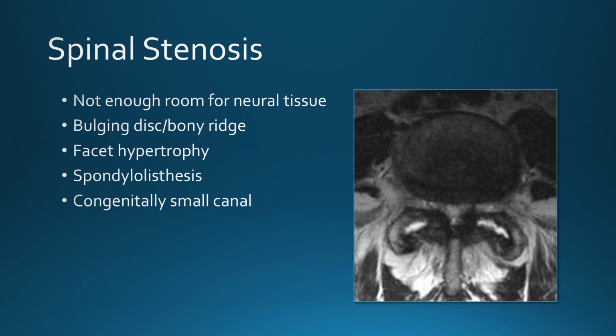Spinal stenosis occurs when there's not enough room for the neural tissue. This can be caused by bulging disc and bony ridges, facet hypertrophy, spondylolisthesis, and congenitally small canal. So often there are multiple factors that come together to cause spinal stenosis.